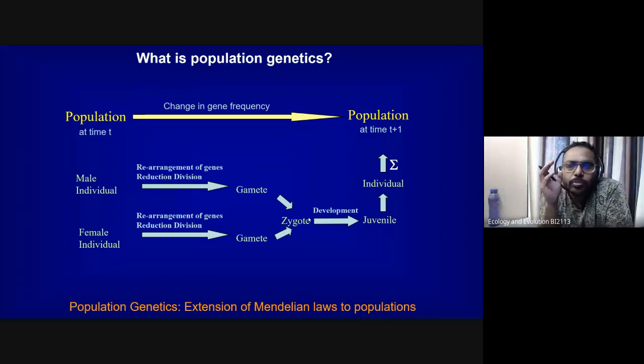So it is going to be something that is more of a probabilistic, a statistical kind of thing. And the subject which does that takes Mendel's laws and extends them to the level of the population. That subject is what is called population genetics. So in population genetics, we explicitly look at the allele frequencies, how they are changing across time.